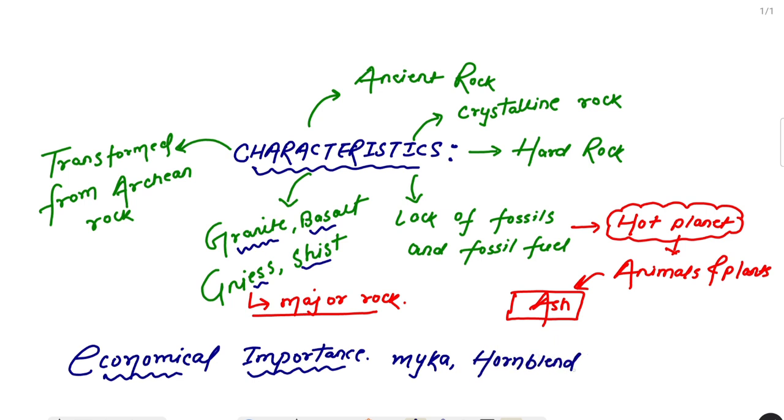These are the very precious rocks. Gneiss, as I already told you, these are the precious rocks. So these are the minerals that are present in the Archean rock systems. Okay, so this is the economical importance you may write. So I think we have discussed the Archean rock system in detail.